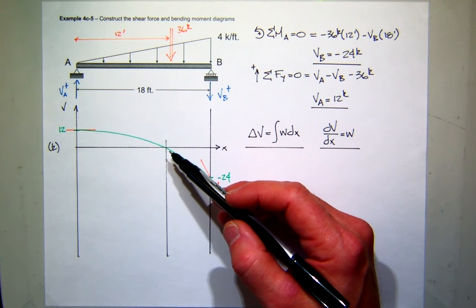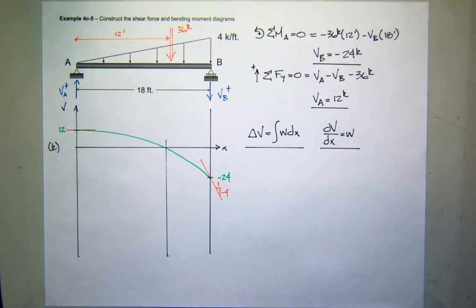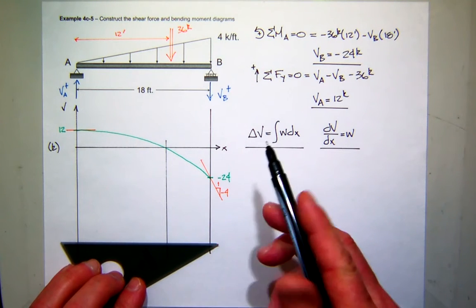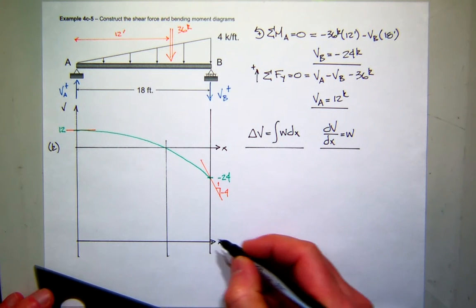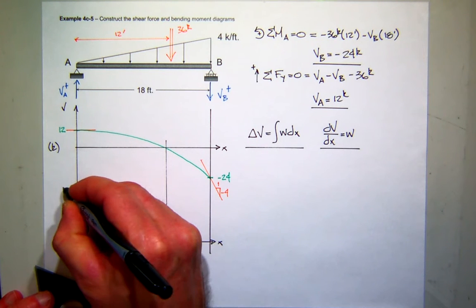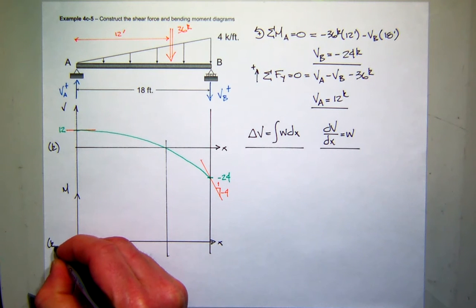Because when the shear is 0, what does that usually mean about the moment? Maximum. So now, I'll go ahead and finish constructing my moment diagram. So there's my positive x. I'll say positive moment is up, and all my values will be kip feet.